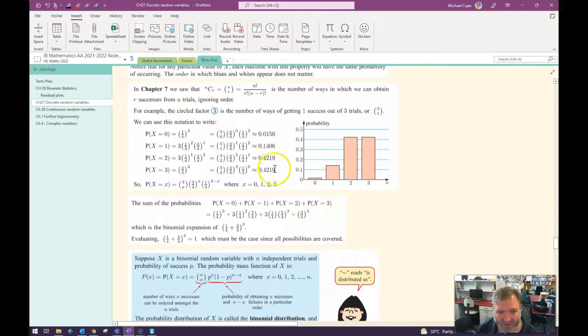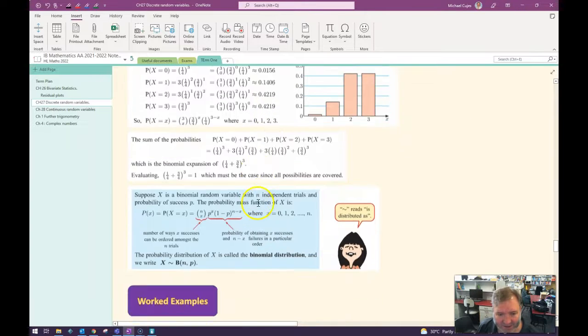I really wish they had done it in fractions so you could see it there. But that's okay. The sum of the probabilities, oh, there you go, they've done it there. They've added them together as 1. Interestingly, this is the binomial expansion. That's what I was talking about before, those coefficients from Pascal's triangle.